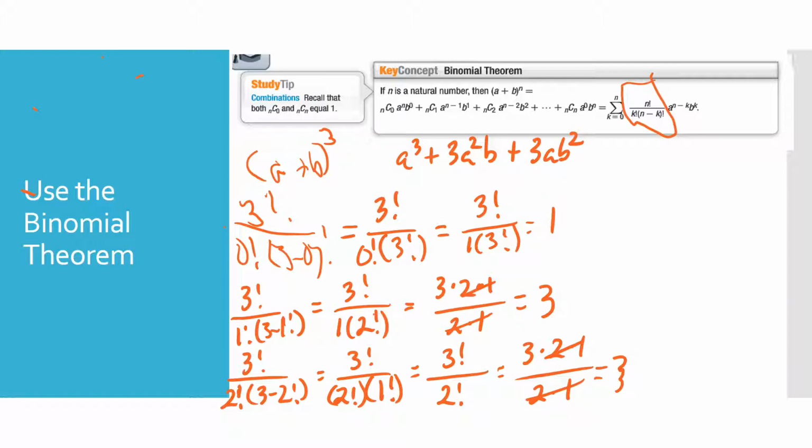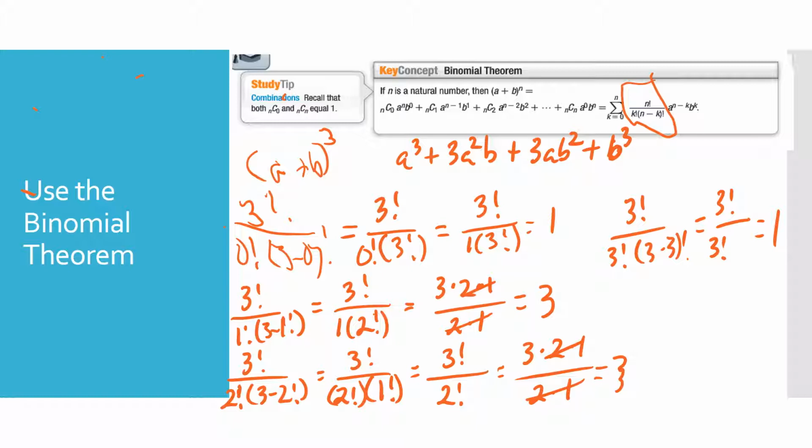And lastly, I'm going to be running close to out of room, so I'm going to take it back up here. So now k is equal to 3, so I've got 3 factorial over 3 factorial times 3 minus 3 factorial, and that equals 3 factorial over 3 factorial. Well, 3 minus 3 is 0, and 0 factorial is just equal to 1, and so I end up with 3 factorial over 3 factorial, and that equals 1. And so I've got plus b cubed. All right, so there we see the pattern.